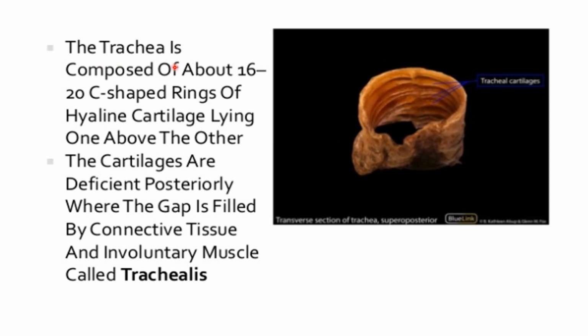Now the trachea is composed of about 16 to 20 C-shaped rings of hyaline cartilage. As you can see in this picture, it is made up of 16 to 20 C-shaped rings of hyaline cartilage lying one above the other. Now the cartilage is deficient posteriorly, where the gap is filled by connective tissue and an involuntary muscle known as the trachealis.